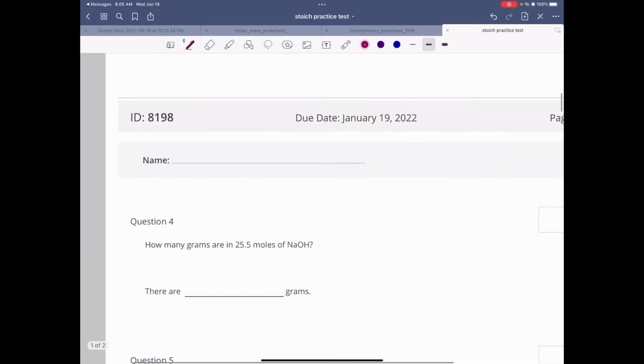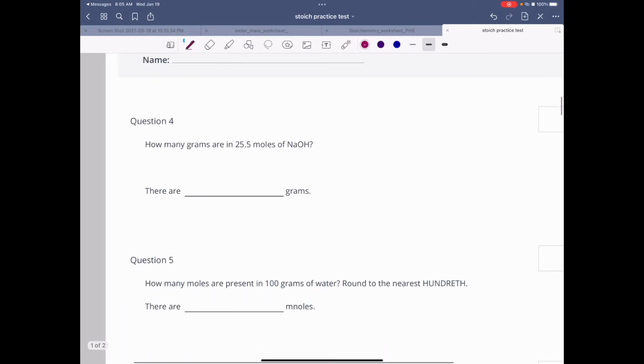All right, let's jump down to question 4. How many grams are in 25.5 moles of sodium hydroxide? So we got to figure out the molar mass of sodium hydroxide. Sodium is 22.99. Oxygen is 16. Hydrogen is 1.01. So let's just add up all those things together, and I can tell already it's going to be an even 40. So a single mole of this stuff weighs 40 grams.